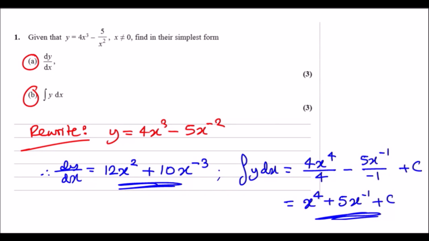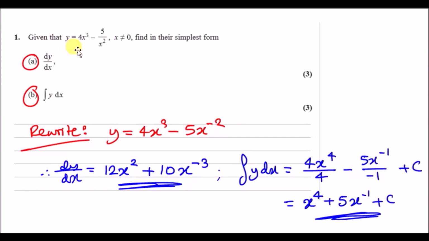Right, number one. So as you can see, I've already gone ahead and solved every single question from this paper. And the point of this video is to actually guide you through how I did each and every step. Okay, so let's have a look at the first question.